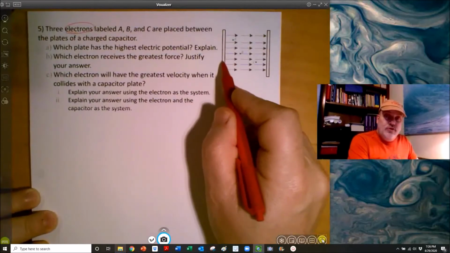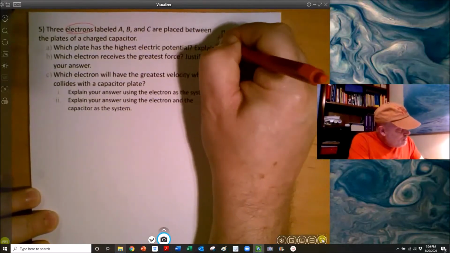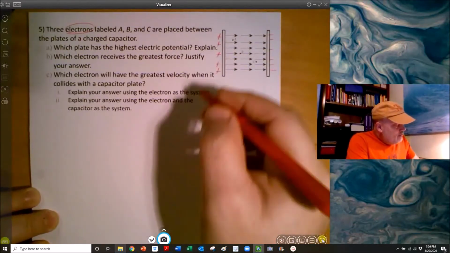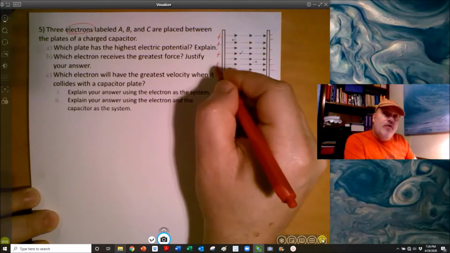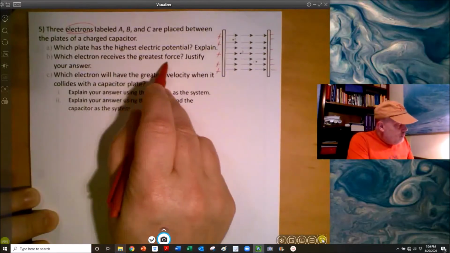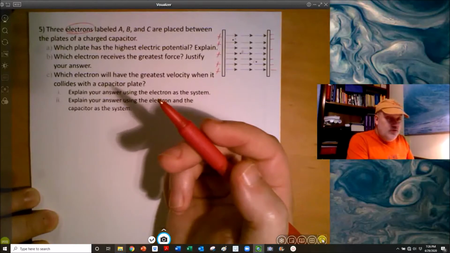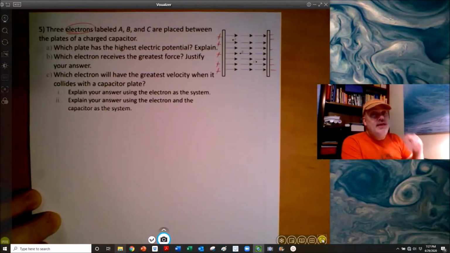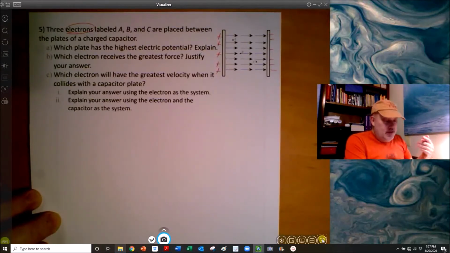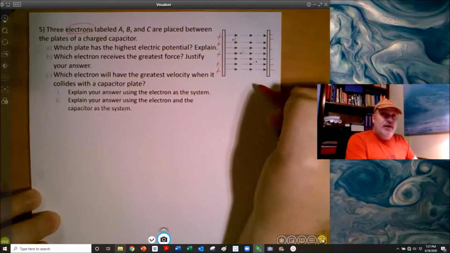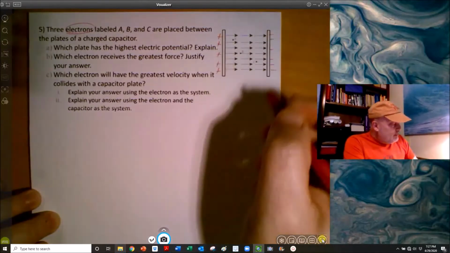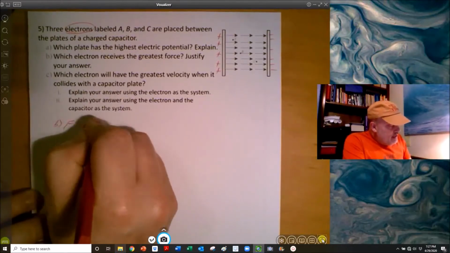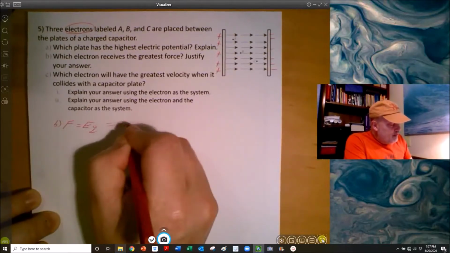Well, electric field always points away from positive and towards negative, so this must be the positive plate on the left, and this must be the negative plate on the right. So the highest potential will be the plate on the left. Which electron receives the greatest force? Justify your answer. Well, remember that inside of an electric field, as long as you're not close to the edges, the electric field is constant. So the charges are all the same size, and the electric field's all the same size. And so the force is equal to EQ, and these are the same, so they're all the same.